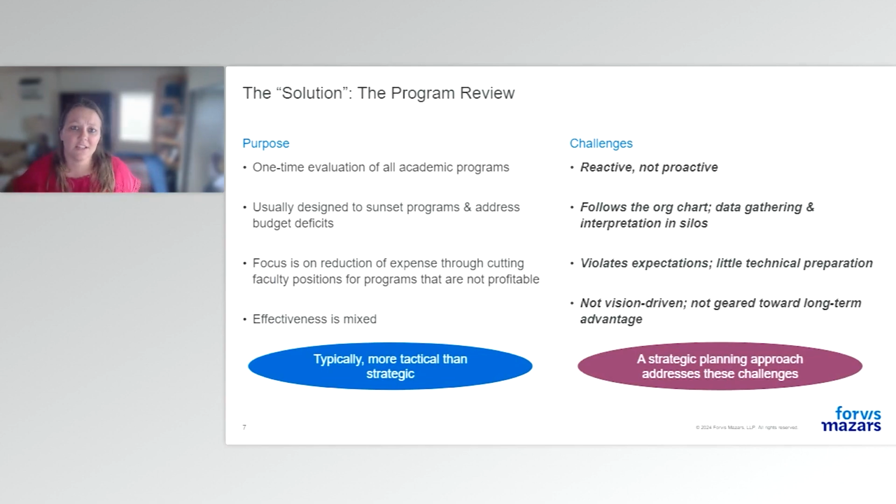So the solution to these budget deficits has for some time now been what goes by many names. We'll call it a program review, an optimization. Sometimes these reviews extend beyond the academic operation and move into the auxiliary and administrative functions. But overall, when we talk about a program review in this context, we're talking typically about a one-time, ad hoc evaluation of all academic programs. And typically the goal of such a program review is to sunset programs and typically separate with the faculty and staff and students sitting in those programs to address those budget deficits.